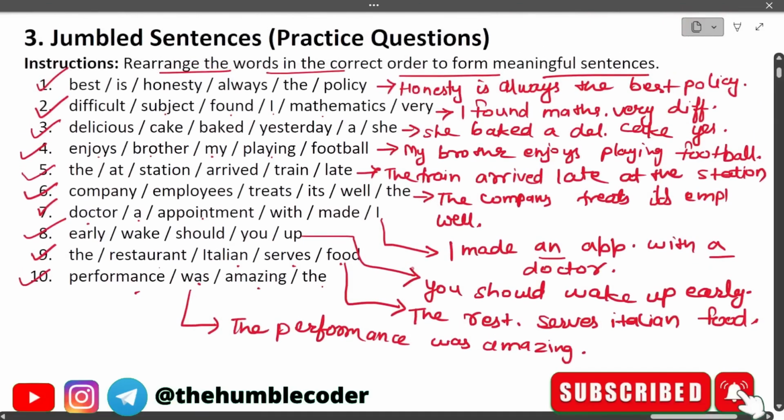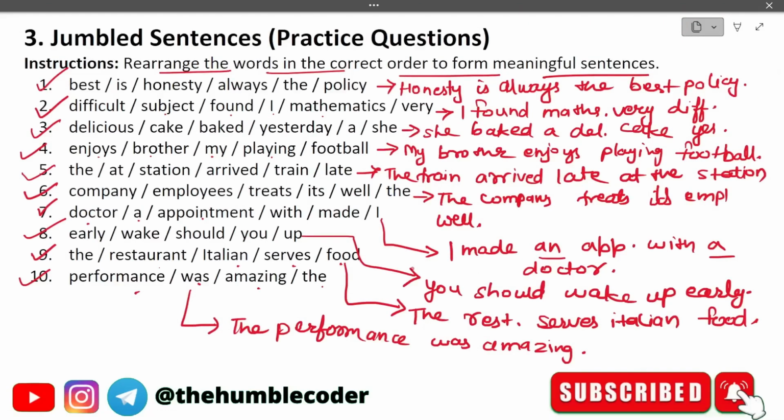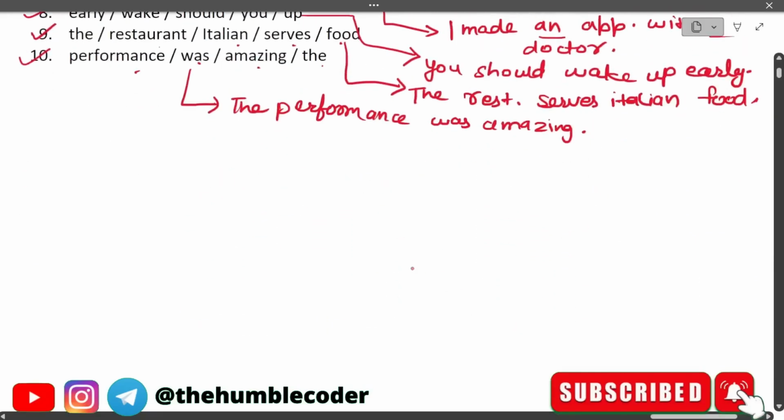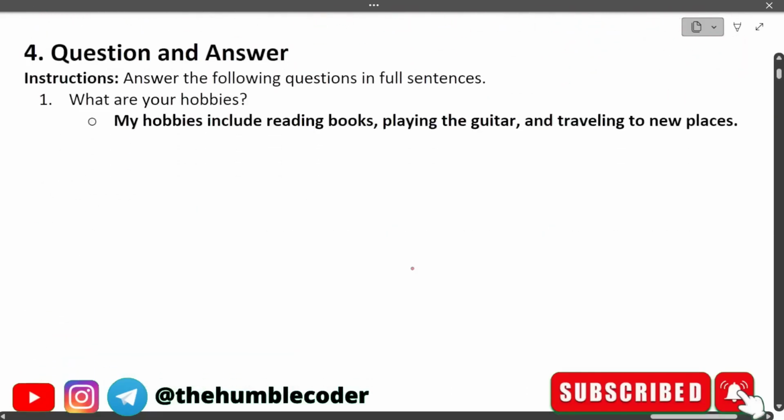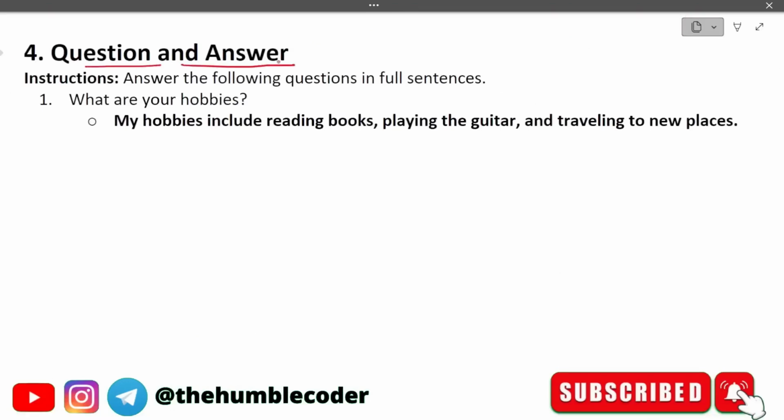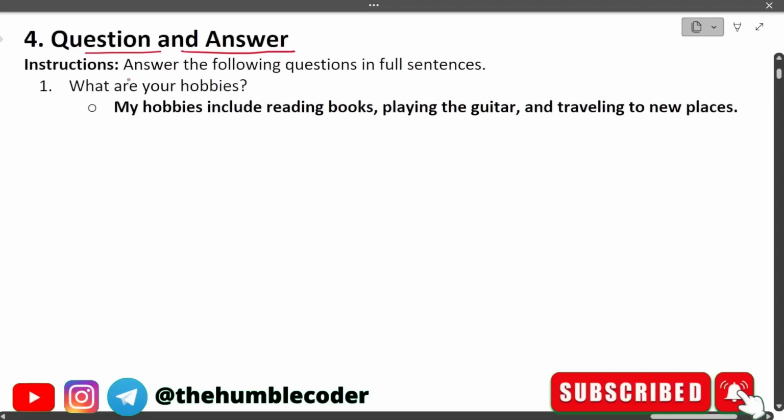Okay, so guys, we have practiced 10 questions on jumbled sentences. In these questions, what we need to do was, we need to rearrange the words in the correct order to form the meaningful sentences. And I hope now practicing these questions would have given you a better idea of how to solve these questions in your actual examination. Moving on to the next set of questions, wherein the type of question is question and answer type of question. What you need to do is, let's read the instruction.